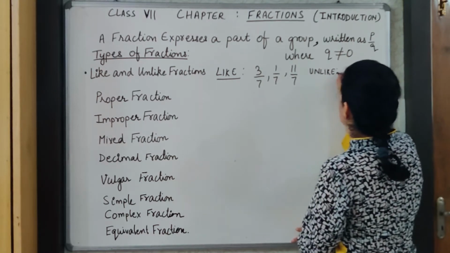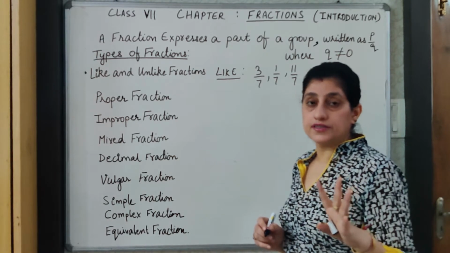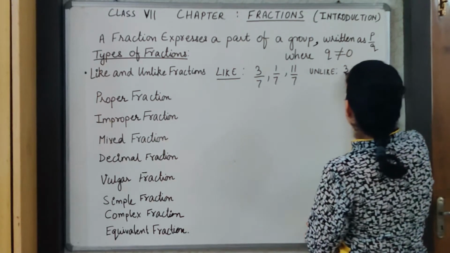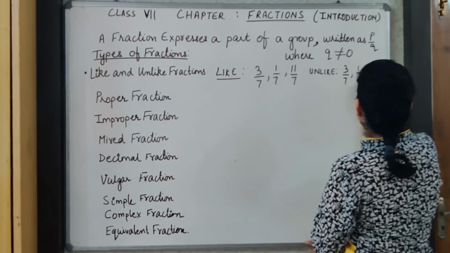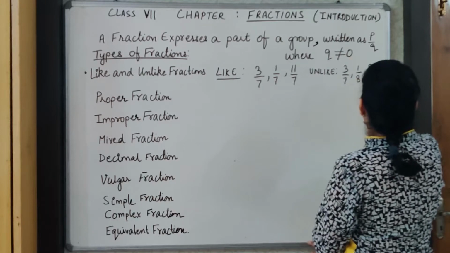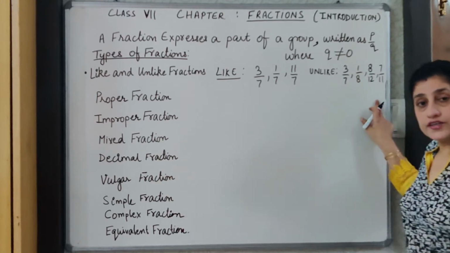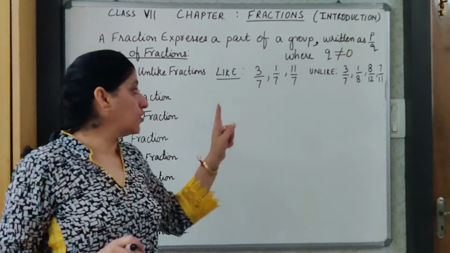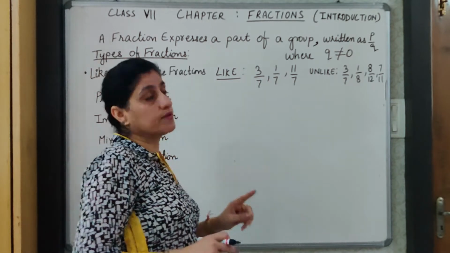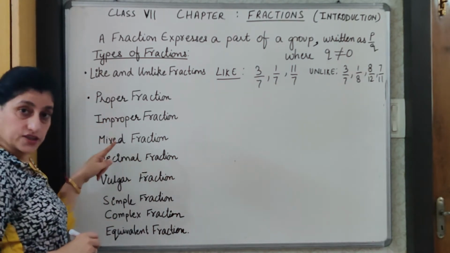Unlike fractions are about different denominators. The numerator can be whatever it is, but the denominator should be different. So suppose I have 3 upon 7, 1 upon 8, 8 upon 12, 7 upon 11. All these have different denominators. Therefore, they are called unlike fractions. This is clear? We move on to the next one, that is listed over here, proper fractions.